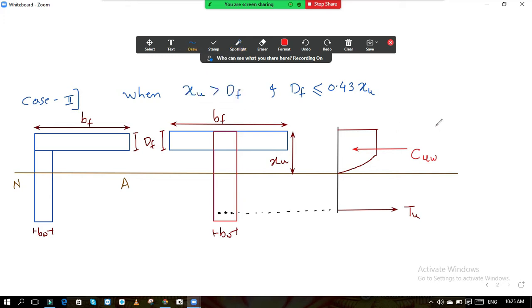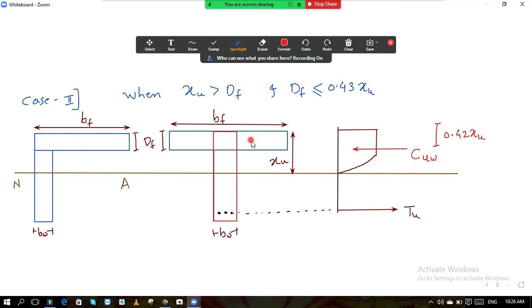Okay, and this is as usual. This will act at a distance of 0.42 XU. Okay, so this is the part about this area. Same is the case in L beam. But now, see, what about this remaining area? So this remaining area of the flange, that is this area of the slab, this will also contribute in the compressive forces.